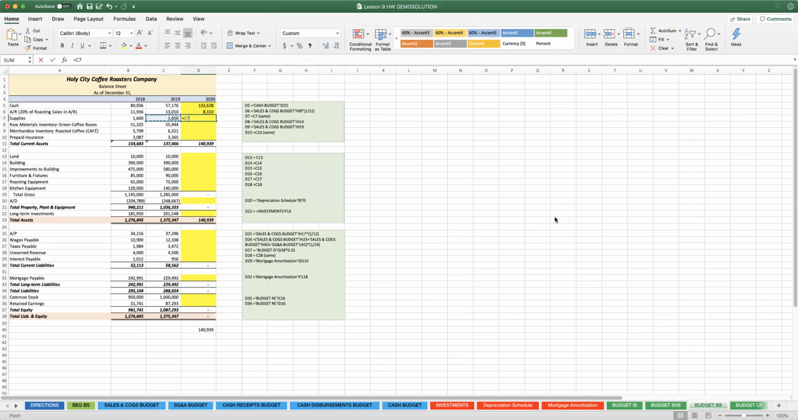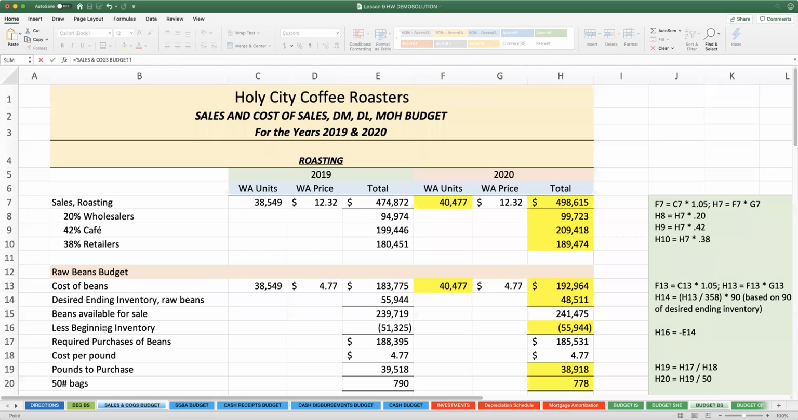Okay, supplies, I asked you to just maintain consistency from year to year, trying to reduce the number of moving pieces here. All right, this will come from our sales and cost of goods sold budget, and it's what we had for desired ending inventory for both the roasting business and the cafe. So let's go get that. If you go over here, here's the amount that we purchased right here, required purchase of beans, right? So we're going to look at that desired ending inventory that we want that's included in those purchases.